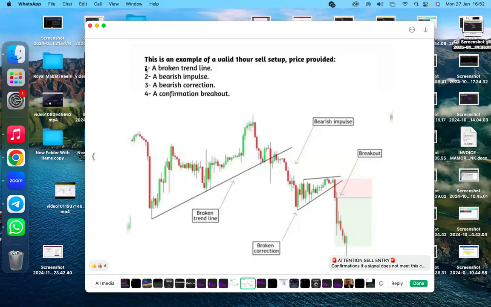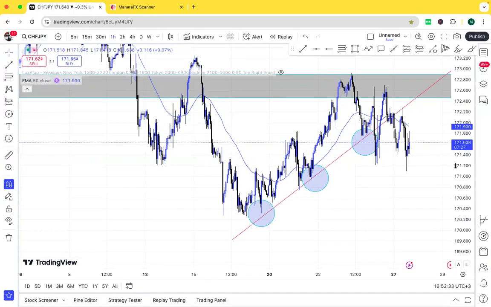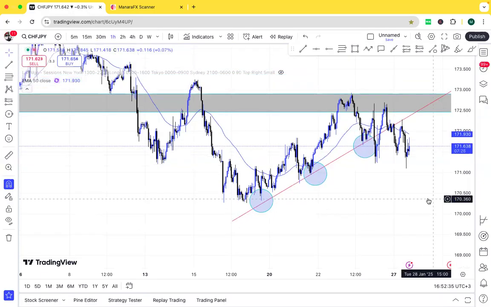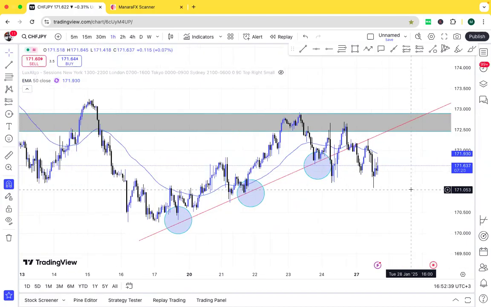Price provided are: 1, a broken trend line; 2, a bearish impulse; 3, a bearish correction; 4, a confirmation breakout. So we are looking for a broken trend line on the 1 hour time frame, a bearish impulse, a correction, and a breakout. So let's see if that is what we are having on our 1 hour chart.